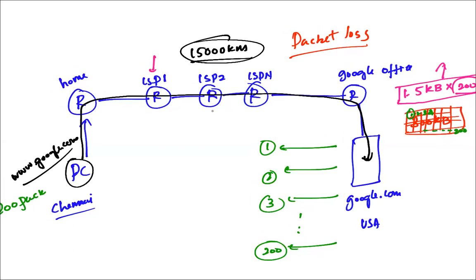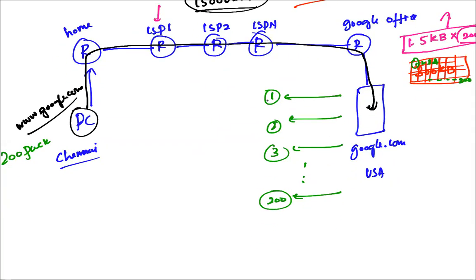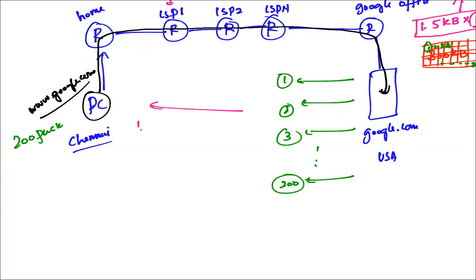Generally, the internet survey says that there is always 1% packet loss, or maybe less than 1%, but we'll take it as close to 1%. So 1% packet loss is happening. In that case, what happens? I'm sending 200 packets. If it is 1%, then only 198 packets will go to the PC. What happens to the 2 packets, which is 1%? Two packets got dropped somewhere in between.